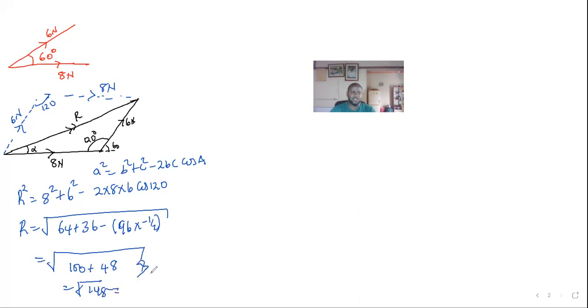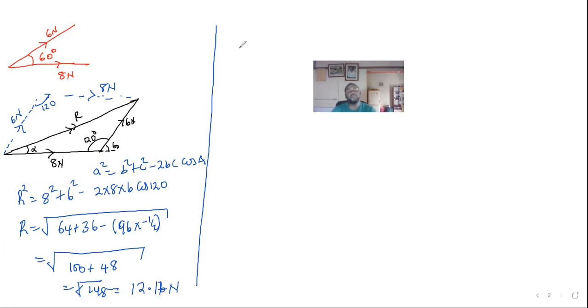Which answer is that one? That is 12 point what? 12.1655. Okay, physics, 2 decimal places are enough. Now we need also to get its direction.